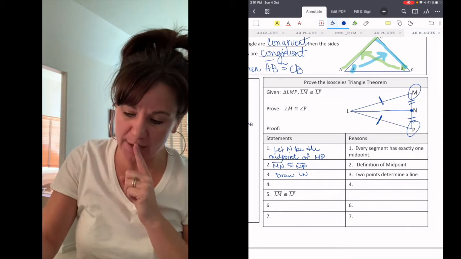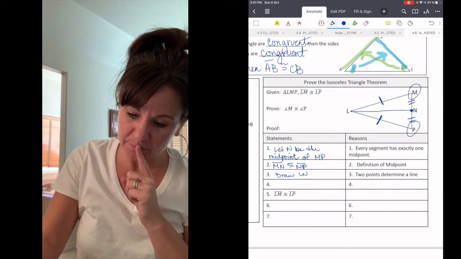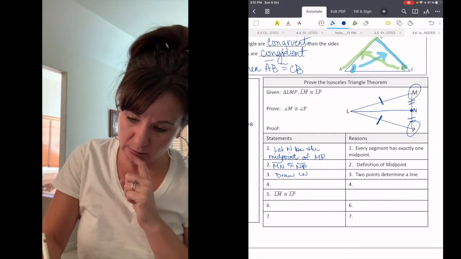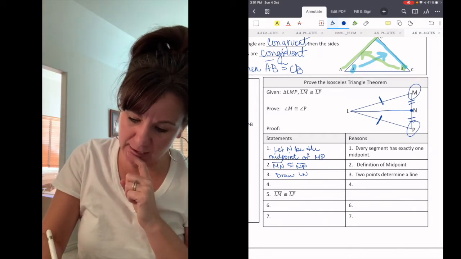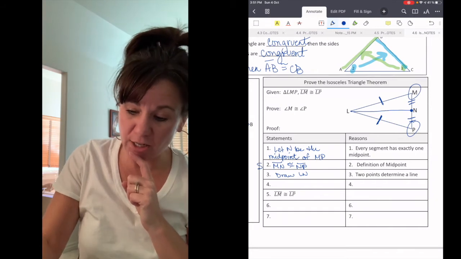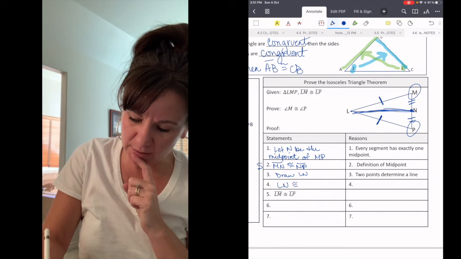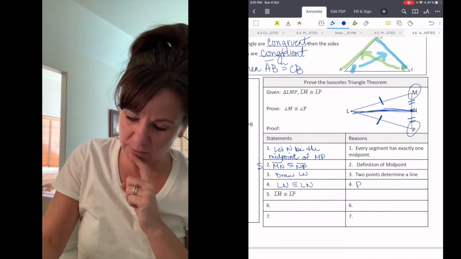Well, right now we have sides. We've got the two sides that are congruent, MN and NP. So we've got a side. They share a side. Look at that. So we could say that LN is congruent to LN because of the reflexive property.